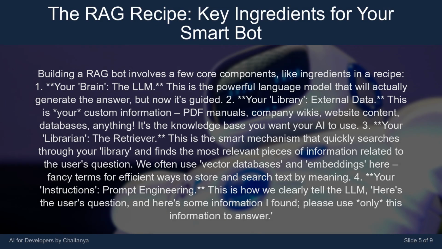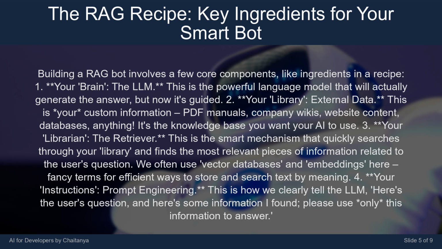Building a RAG bot involves a few core components, like ingredients in a recipe. 1. Your brain, the LLM. This is the powerful language model that will actually generate the answer. But now it's guided. 2. Your library, external data. This is your custom information, PDF manuals, company wikis, website content, databases, anything. It's the knowledge base you want your AI to use.